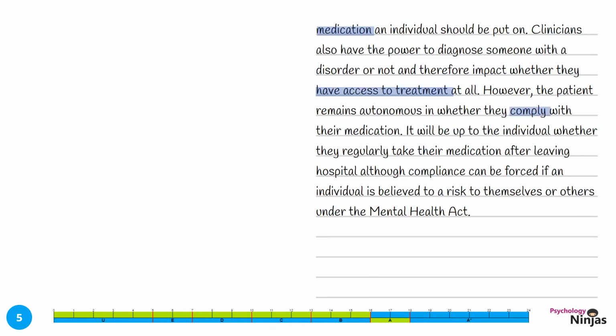Compliance with medication is going to be the thing that is limiting the directiveness of this particular therapy. At some point, it's going to be up to the individual with schizophrenia about whether they comply and take their medication. We're going to come to a judgment to complete our evaluation.